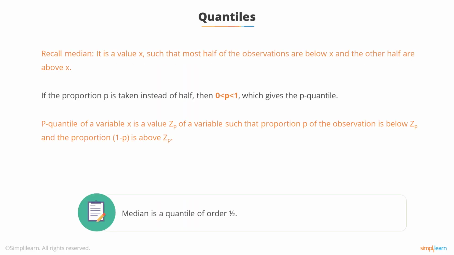Now on quantiles, recall the median. It's a value of x such that at most half of the observations are below x and the other half are above x. Now if the proportion p is taken instead of half, then it would be quantiles with p, whereby p would fall between 0 and 1. The p quantile of a variable x is a value z sub p of a variable, such that the proportion p of the observations is below z sub p, and the proportion 1 minus p is above z sub p.